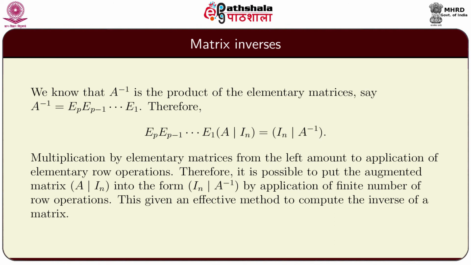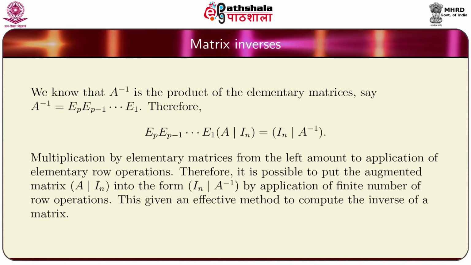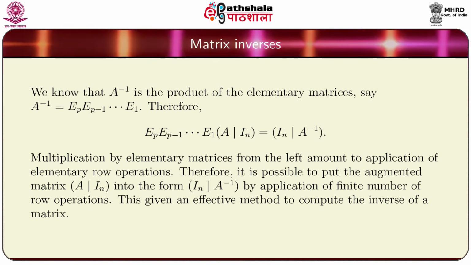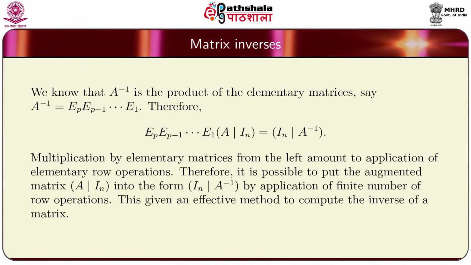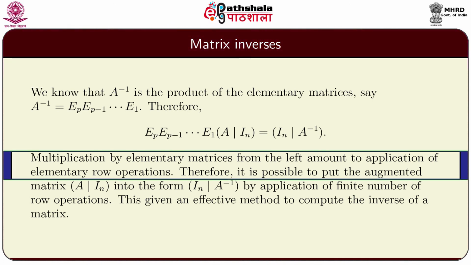So, let us write A inverse as a product of elementary matrices EP, EP minus 1 and so on up to E1. Therefore, we can write EP, EP minus 1 and so on E1 multiplied by the augmented matrix [A | IN], and we know that this product is nothing but the augmented matrix [IN | A inverse]. We know that multiplication by elementary matrices from the left amounts to application of elementary row operations.